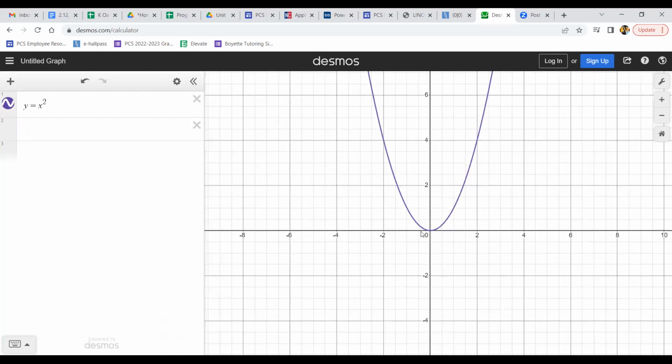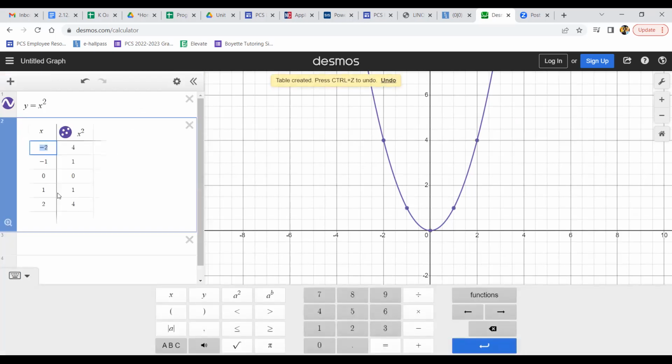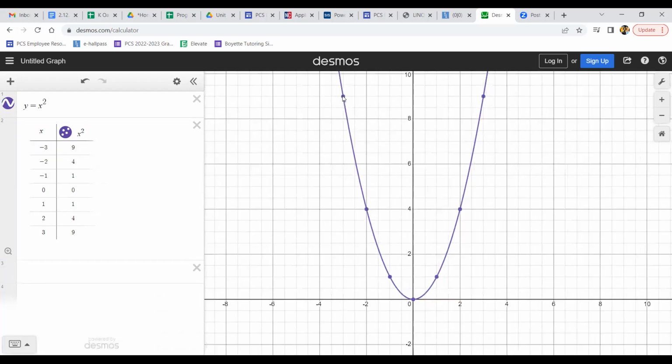X squared. All right, so I need to get my points so I can fill in the table on my notes. So I'm going to hit the gear, turn the table on. The table wants us to get x values from -3 to +3. So I'm going to make this table just a little bit bigger. -2, -3. There we go. And then we're going to write these values down. So -3 gives you 9. And if you want, we can kind of pull this down so we can see all the points. There we go.